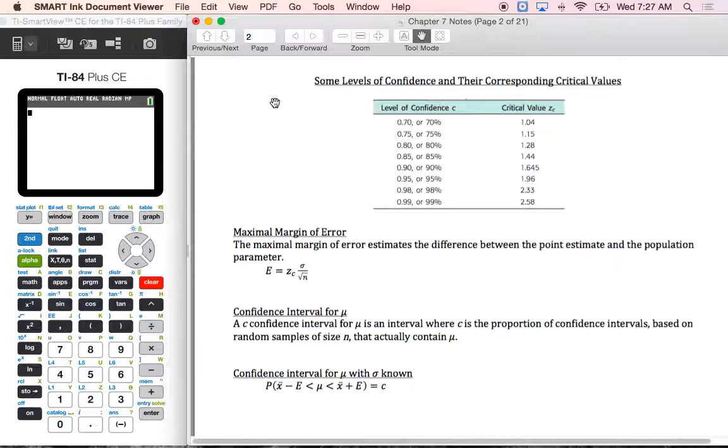Then we're going to find what we call a confidence interval. A confidence interval for our mean is an interval where C is the proportion of confidence intervals, based on random samples of size n, that actually contain your population mean mu. So what you're going to do is take your sample mean minus the error, and sample mean plus the error, and that will give you the range that the actual population mean is going to fit into at that level of percent confidence.